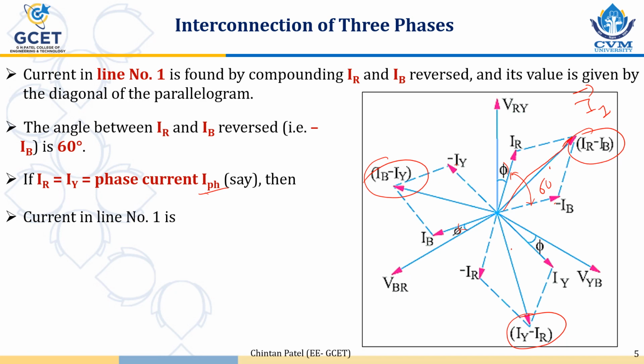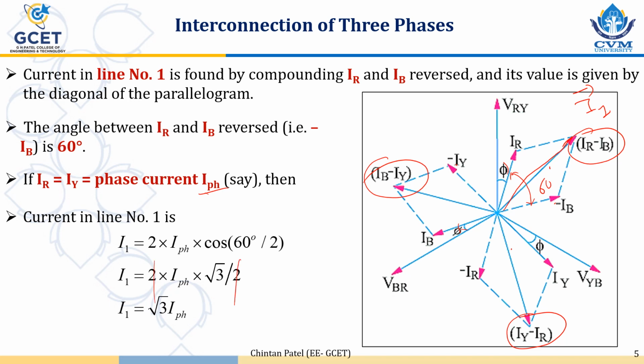Then the current in line number 1, I1, is equal to 2 into I phase multiplied by cosine of the angle between two phase currents divided by 2. So the angle is 60 degrees. So cos 60 by 2 is cos 30. Cos 30 is root 3 by 2. The 2 will be cancelled. We will get I1 is equal to root 3 I phase. Now I1 is the line current. So we can write IL is equal to root 3 I phase.